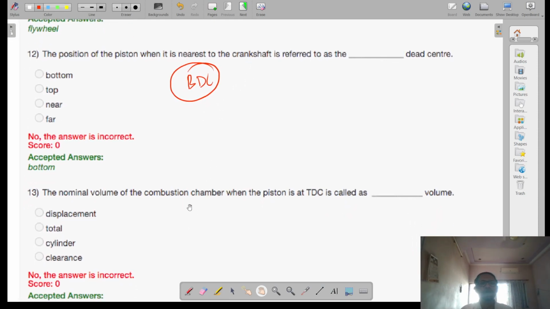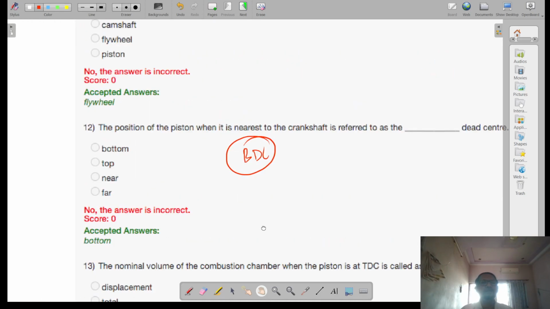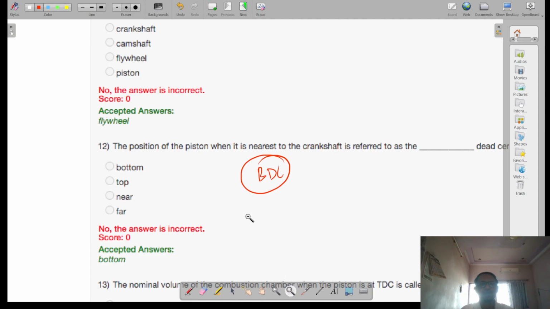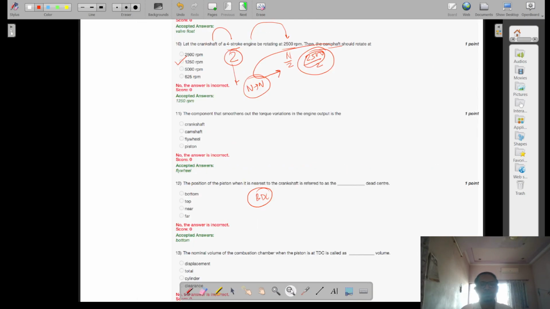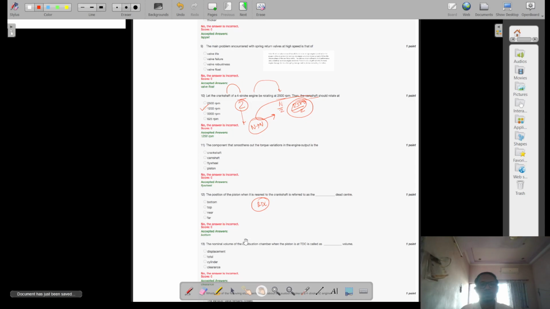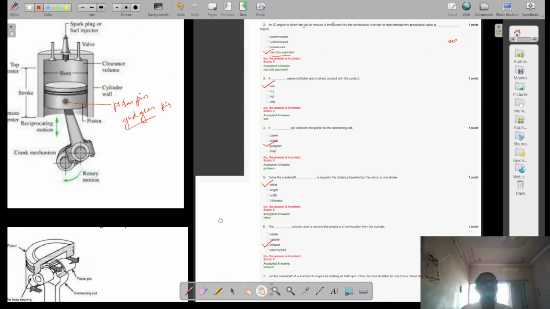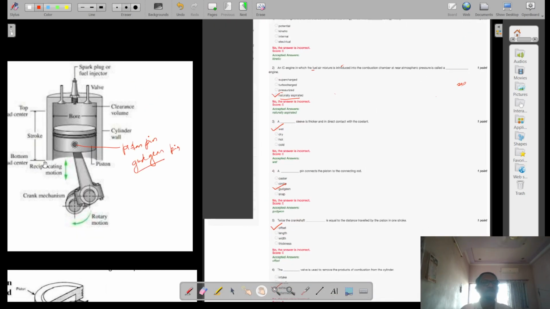Then, the nominal volume of the combustion chamber when the piston is at top dead center. So again the same thing. We already told you the same things. Here, the piston is at top dead center. ये piston अगर top dead center पे है, piston कहाँ पे है? यहाँ पे हमारा piston है.